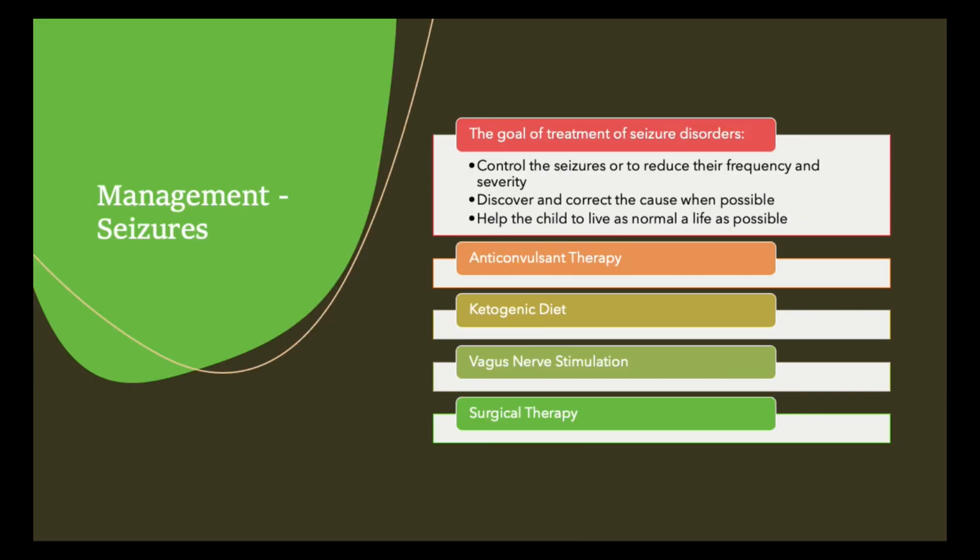The goal when treating seizures is to not only control the seizures or reduce their frequency and severity, but also to discover and correct the cause if possible. We want to help this child live as normal a life as we can. Most children with repeated seizures will require anticonvulsant therapy, and this is just seizure medications. Examples include Keppra, Onfi, or phenobarbital. Other less common management techniques include a ketogenic diet, a vagus nerve stimulator, or even surgical therapy, where the neurosurgeon can go in and interrupt the pathways responsible for the seizure activity.